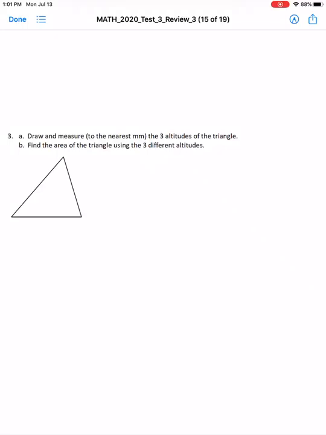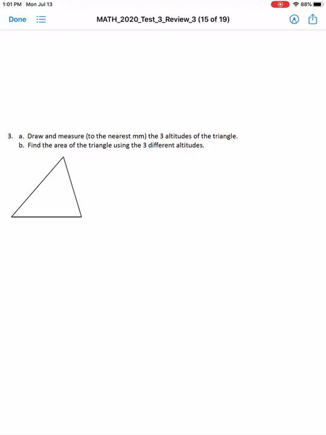Alright class, welcome to Math 2020 review for test 3, day 2, where I'm going to explain a couple of the problems here and demonstrate how to do them. The first one we have is number 3. Number 3 says to draw and measure to the nearest millimeter the 3 altitudes of the triangle.